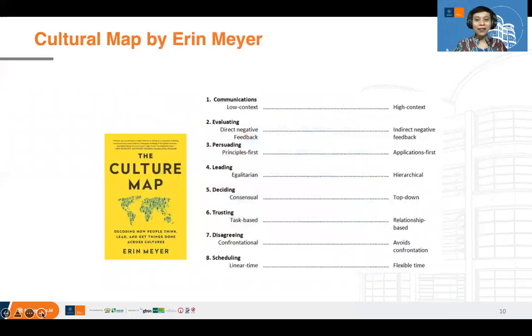Erin Meyer, another scholar in cross-cultural management, takes us to the discussion that if you are coming to a meeting, becoming the leader of a cross-cultural meeting, you need at least to define clearly eight differences in terms of characteristics in the different cultures. The first one is communication, secondly evaluating, the third one persuading, leading as the fourth one. The fifth one is deciding, then trusting, disagreeing, and scheduling.